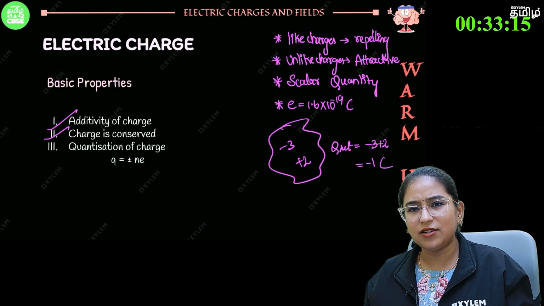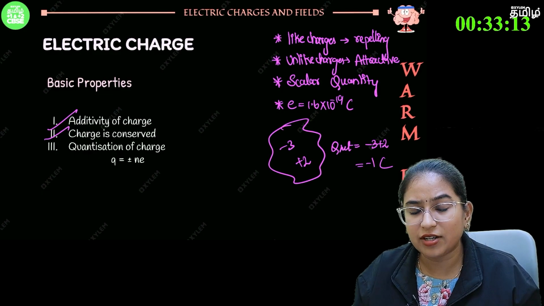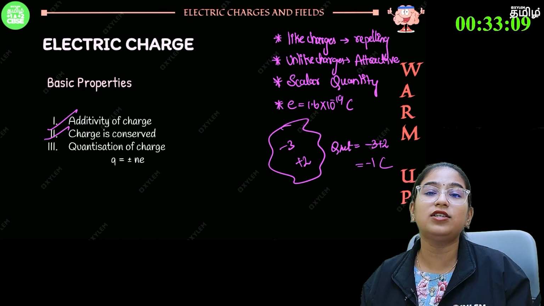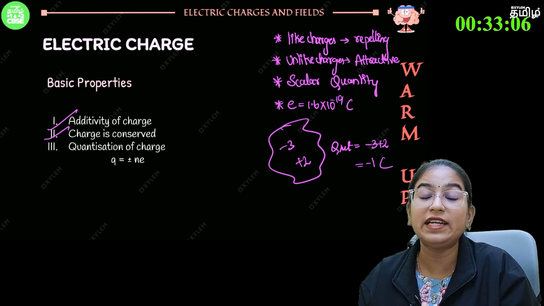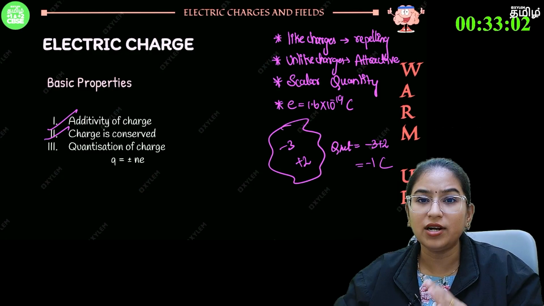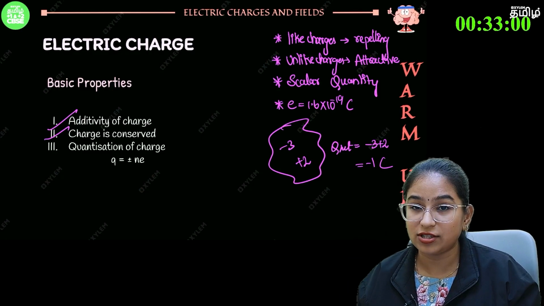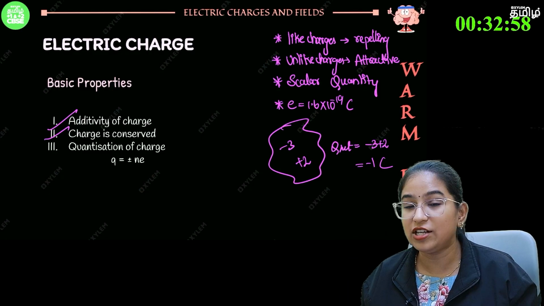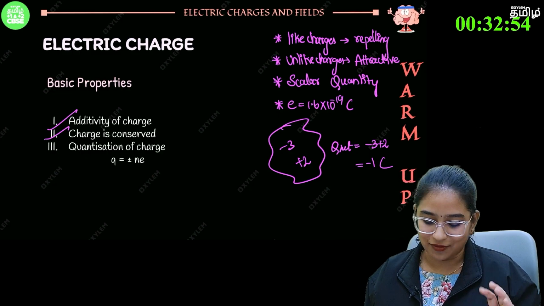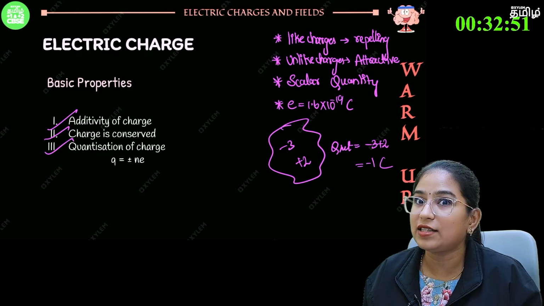Charge is conserved in the sense that before a process and after a process, before transferring of charge and after transferring of charge, the net charge of the body doesn't change. Maybe some charge transfer happens, but the total net charge for each and every body will remain constant. So that means the charges are conserved. And the next one is quantization of charge.